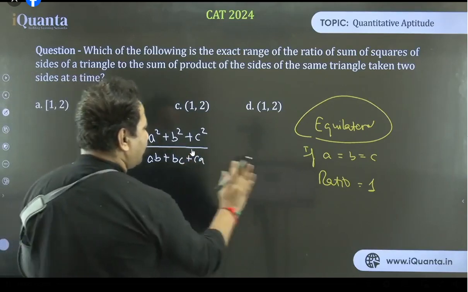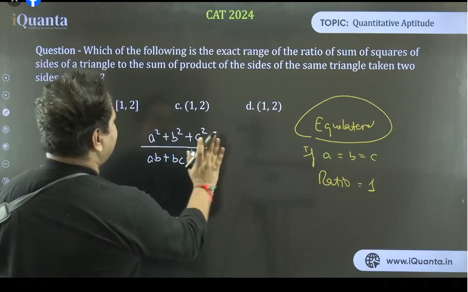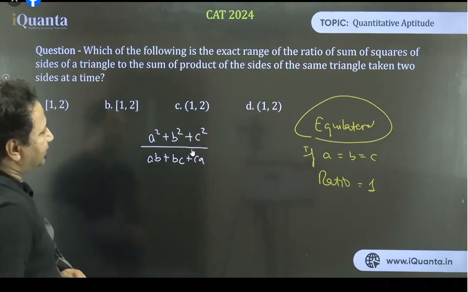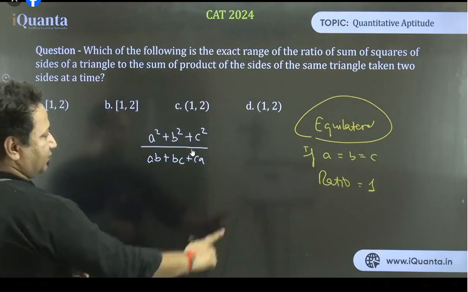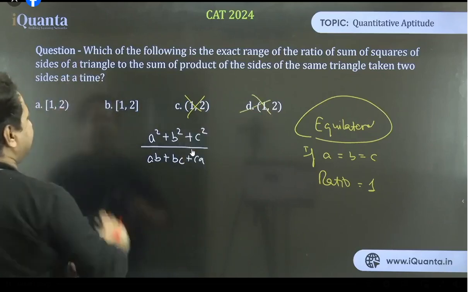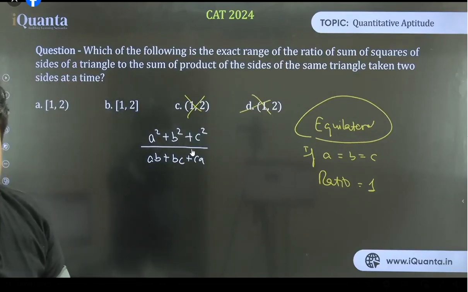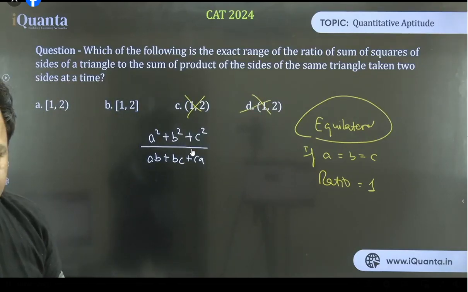So this ratio 1 is either the maximum or the minimum. Of course, it is minimum looking at the options. 1 से नीचे कुछ भी नहीं है, isn't it? And 1 has to be included. So C and D cannot be the options. Either A or D, which a lot of you have already given. Now it depends on whether it can be equal to 2 or not.